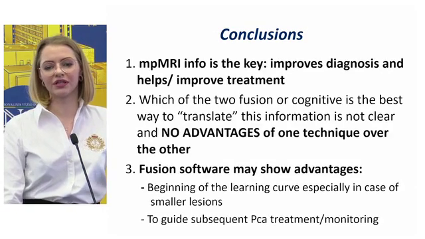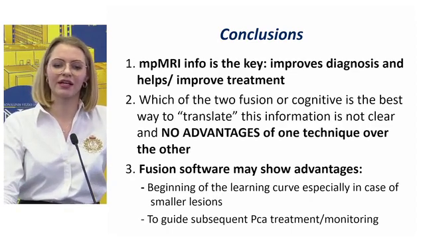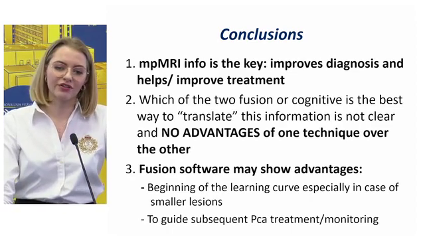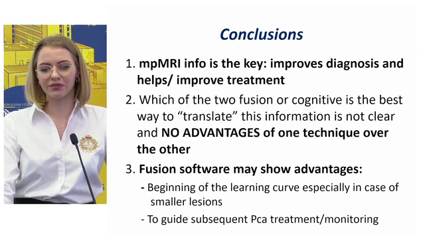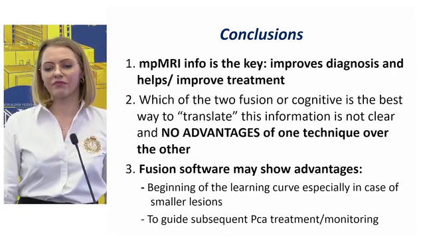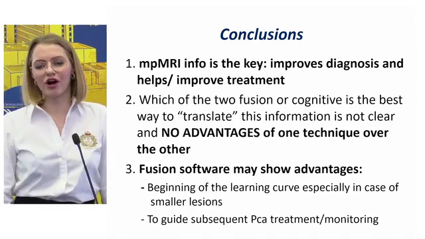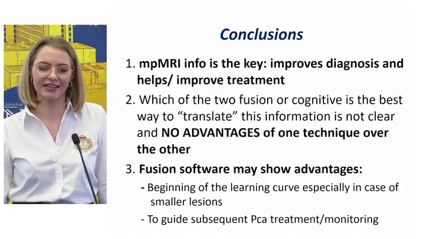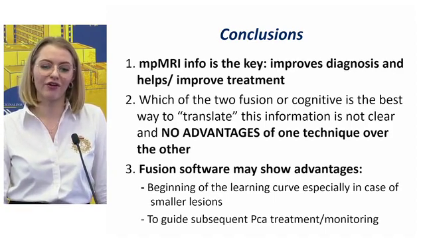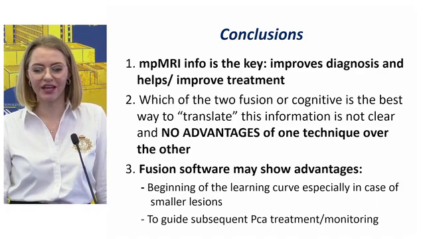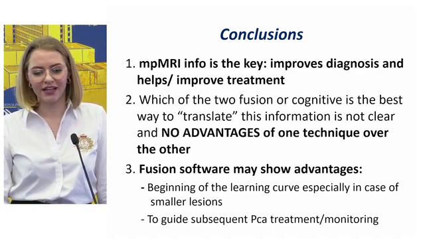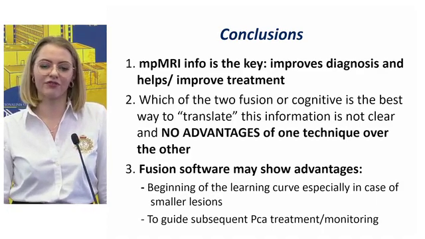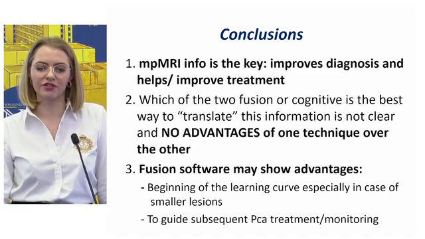So in conclusion, multiparametric MRI is the key to improving diagnosis, and it helps to improve treatment. Which of the two, fusion or cognitive, is the best way to translate this information is not yet clear. No advantage of one technique over the other was found. Fusion software may show advantages at the beginning of the learning curve, especially in cases of smaller lesions, and to guide subsequent prostate treatment or monitoring.